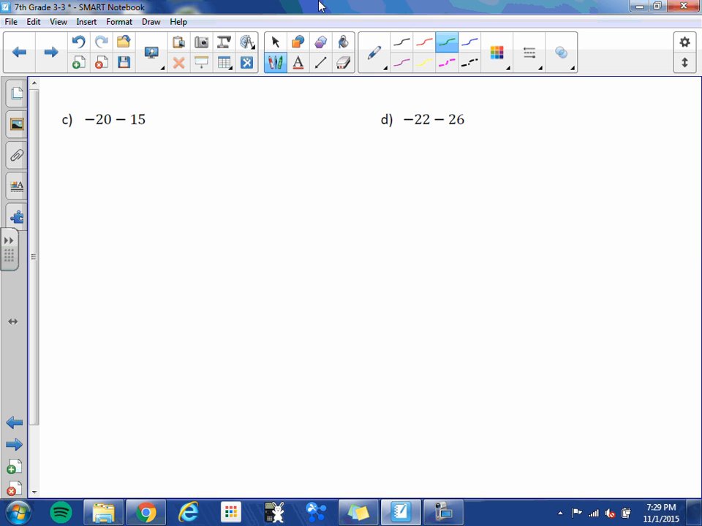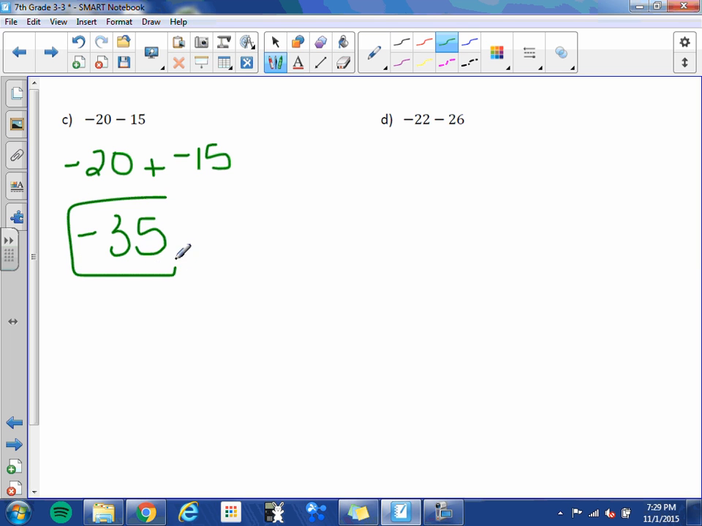Negative 20 minus 15. I will not subtract. I will add the opposite. So now I have negative 20 plus negative 15. Same sign, sum. Add them, keep the sign. Negative 35.